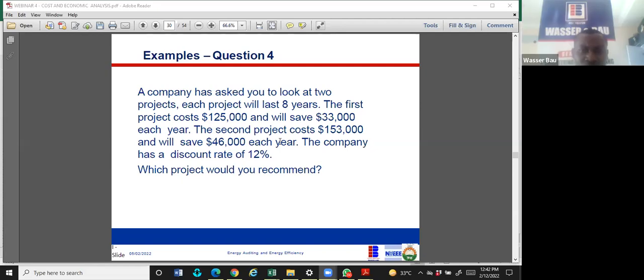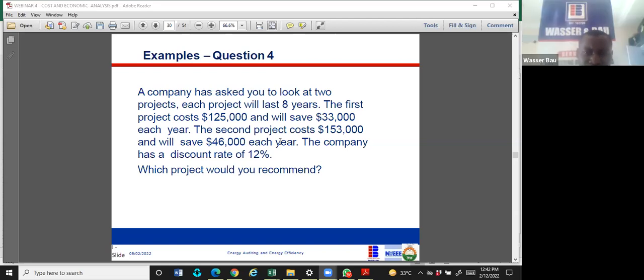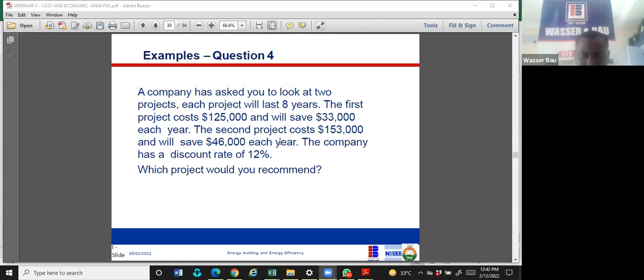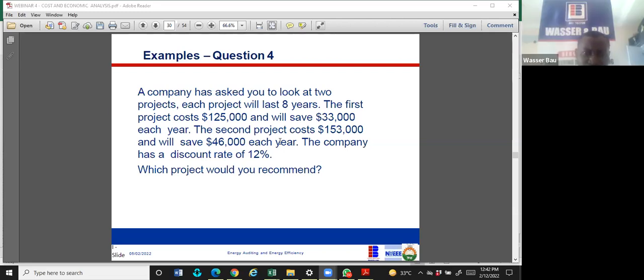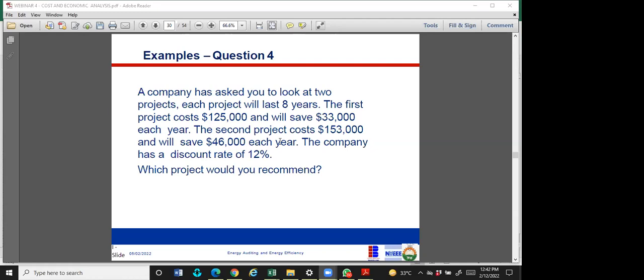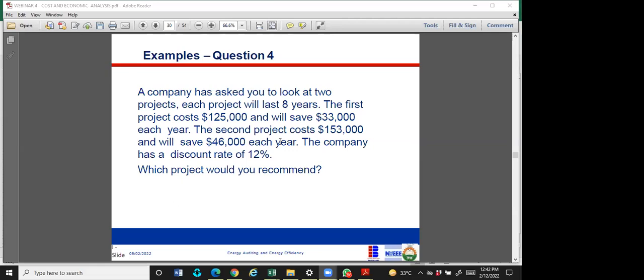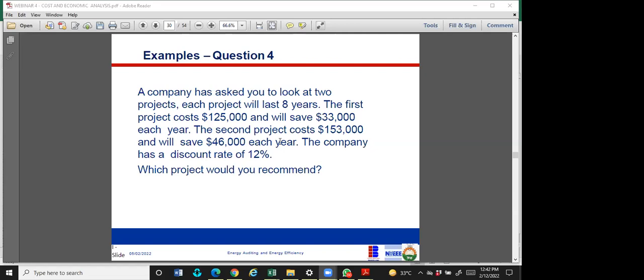We'll use the present worth method because they are both going to last the same number of years. If projects last the same number of years, then you can have a common baseline. But if they are lasting different numbers of years, you use the annual worth method. In other words, you ask yourself, how much am I making net per year? But in this case, we will be asking ourselves, what is the present worth? What is the NPV?